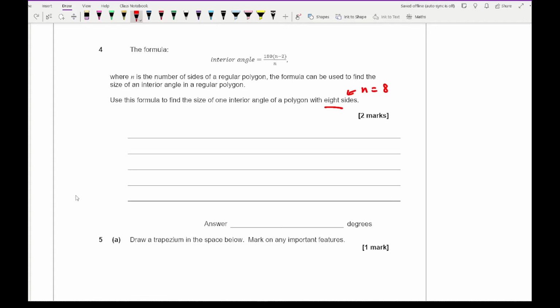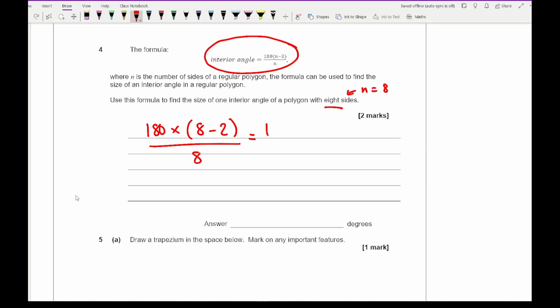So what I need to do is I need to substitute 8 into this formula. So here I've got 180 multiplied by 8 minus 2 all divided by 8. So that's going to be 180 times 6 divided by 8. And then from this, I can just work that out. So I can do 180 times 6 divided by 8 in any way you want, and that should give you an answer of 135.